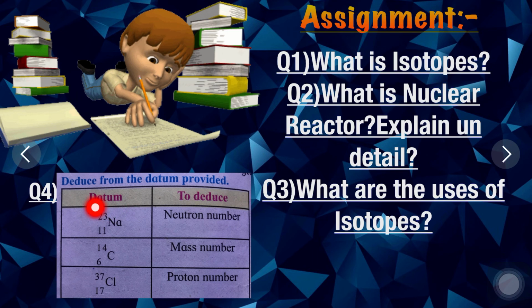Students, here the data in the question is sodium, 11 is the atomic number and 23 is the mass number. What you are going to find is the neutron number. By substituting these values in the formula A minus Z, you can find out the neutron number. Next is carbon 6, 14. 6 is the atomic number, that is the proton number, and 14 is the mass number. You are going to find out the neutron number. Already I told you the answer. And in the last you are going to find out the proton number.